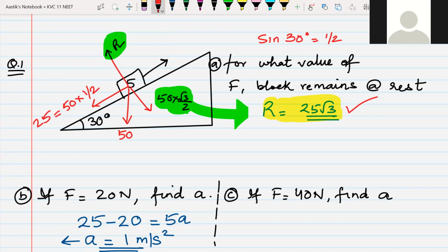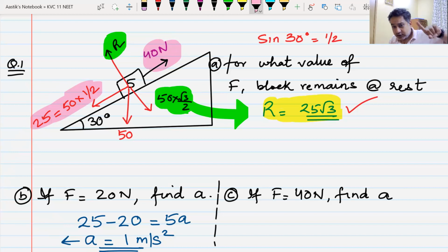Now, the force that I've applied is this, gentlemen: 40 Newton. Now I make it the pink case. Pink is my favorite color. Now I see 40 Newtons. Hey, where am I gone? I have disappeared. Dark Knight.